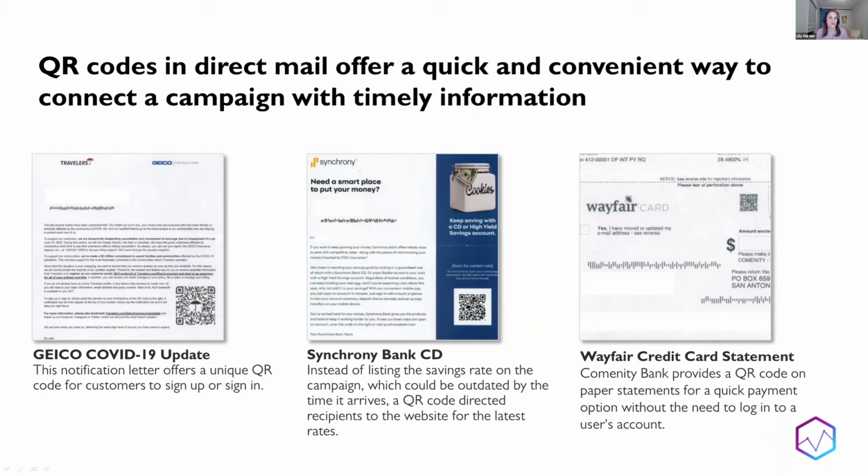So that's one use. This offer in the middle is one of my more favorite ones. This is from Synchrony Bank, where they're offering a money market account. So it's an interest-based financial product. And as we know, interest rates fluctuate quite frequently. So what they did, instead of actually stating the rate on the money market account in print, which takes at least 30 days from production to get to someone's mailbox, and the rate may have changed by then, instead of putting a rate on there, they put the QR code so someone could scan it to find the most real-time rate on the product that was being offered.